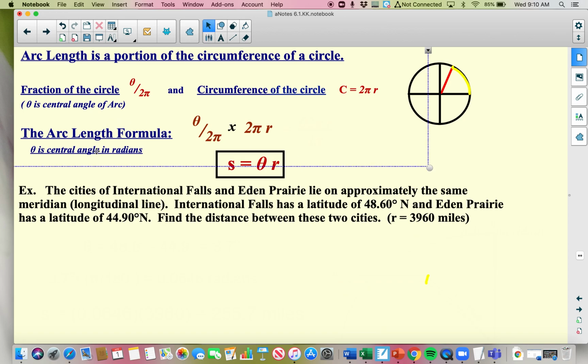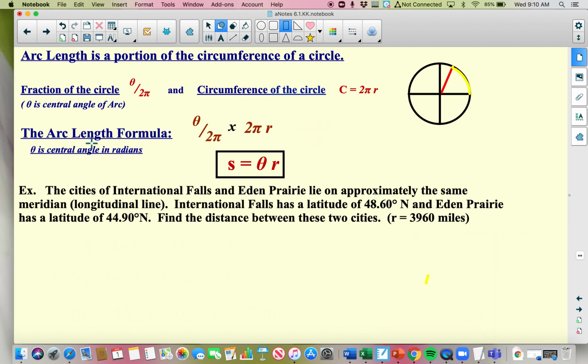Now, this is super important. I would highlight this in your notes for sure. I'm going to box this in. Your central angle needs to be in radians. So if it's in degrees, you need to convert it.